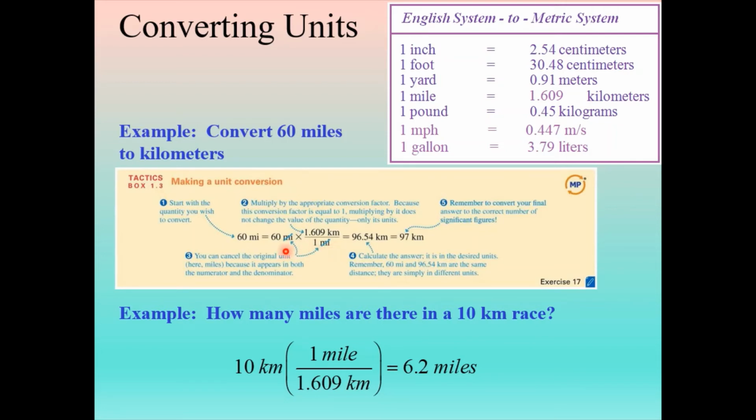So we're going to put the miles down here, and we can see those cancel out. So our answer is 60 times 1.609, and notice the only thing that survives is the km, the kilometers. So we end up with 96.54 kilometers.